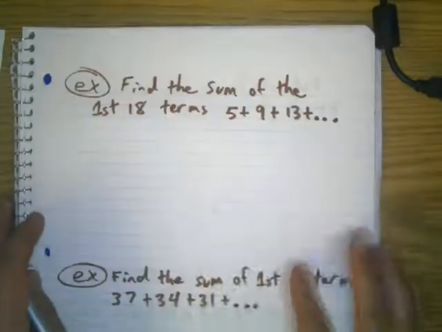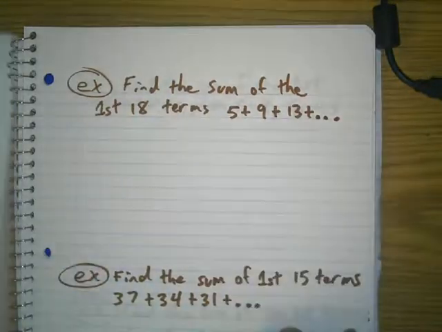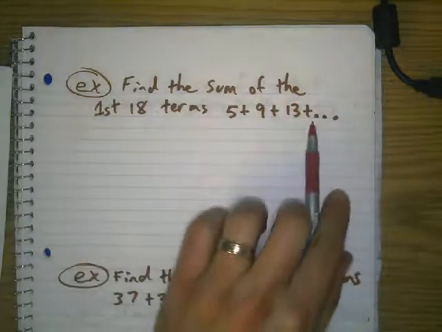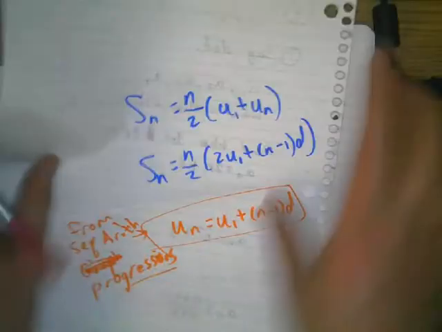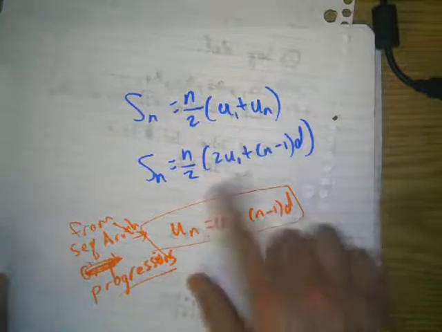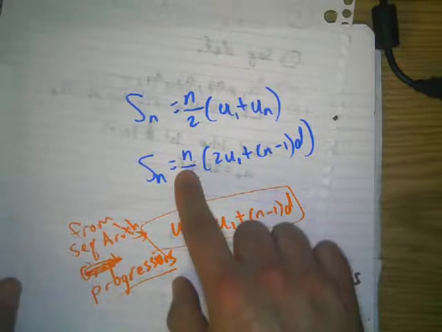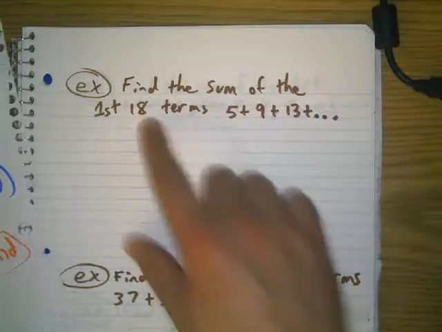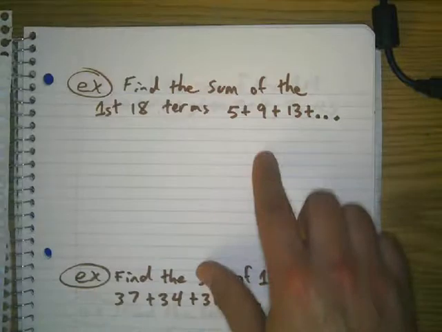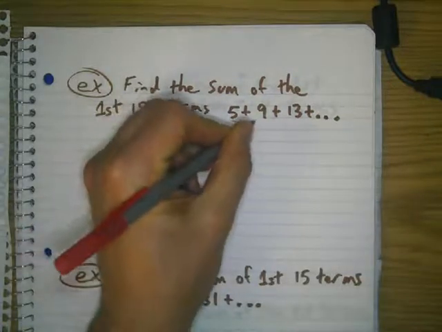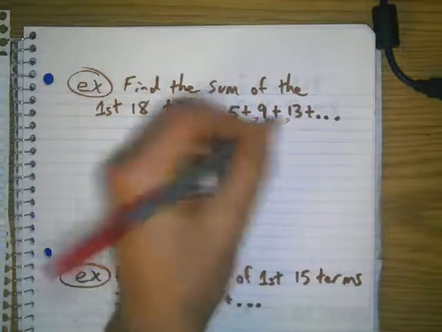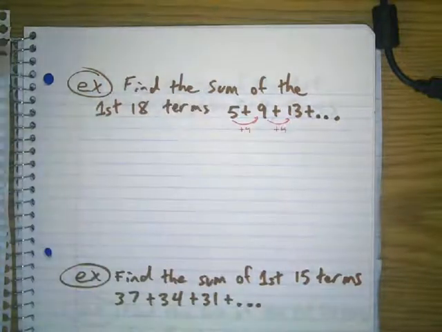So find the sum of the first 18 terms. Okay, so we need to think about, do I know the last term? No, I don't. So if I look at the two formulas we just got, I can't use this first formula, but I can use the next one. N is the number of terms, is 18 terms, right? U sub 1 is the first one, which is 5. D is the common difference. Well, what's the common difference? Well, what do I add to get 9 from 5? Plus 4, right? What do I add to get the next one? Plus 4.